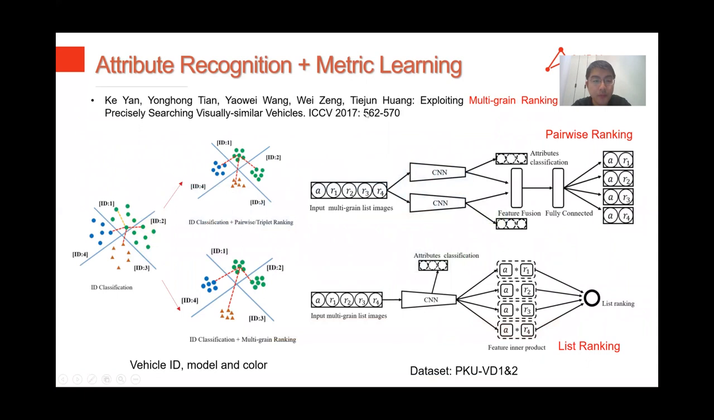Then another paper first summarizes the relationship between different vehicle images as multiple grains by using diverse attributes of vehicles. Based on the multi-grain constraints, they further propose two ranking methods, generalized pairwise ranking and multi-grain based list ranking, which are incorporated with multi-attribute classification in a unified deep learning framework.